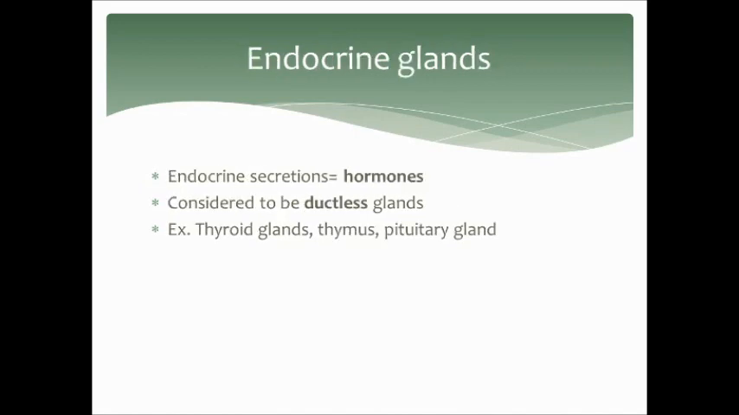So endocrine secretions are known as hormones, and they're considered to be ductless glands because their products are secreted right into the bloodstream rather than into ducts. Some examples are the thyroid gland, thymus, and pituitary gland. There are so many. The pancreas is also an endocrine gland, but it is also considered an exocrine gland.